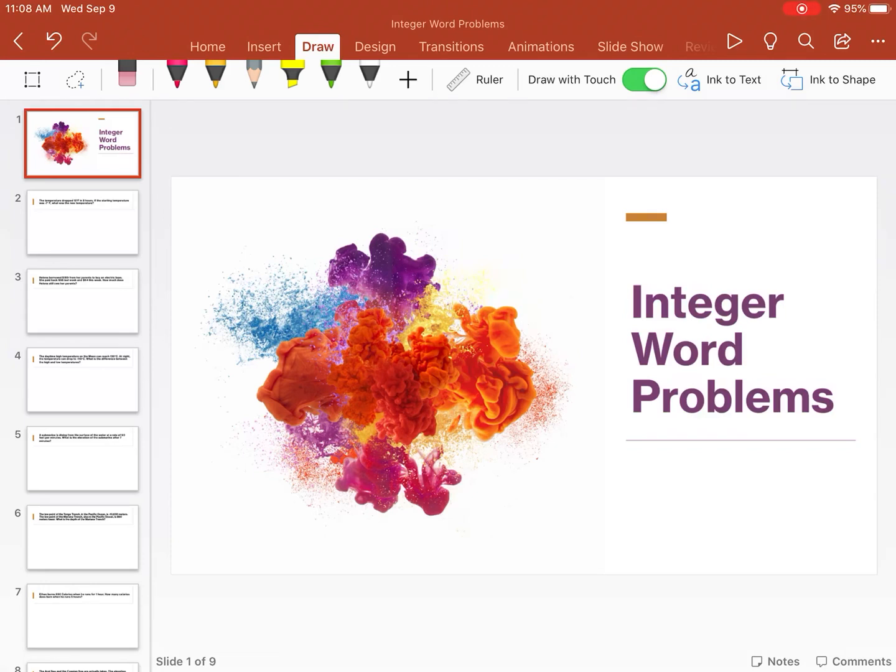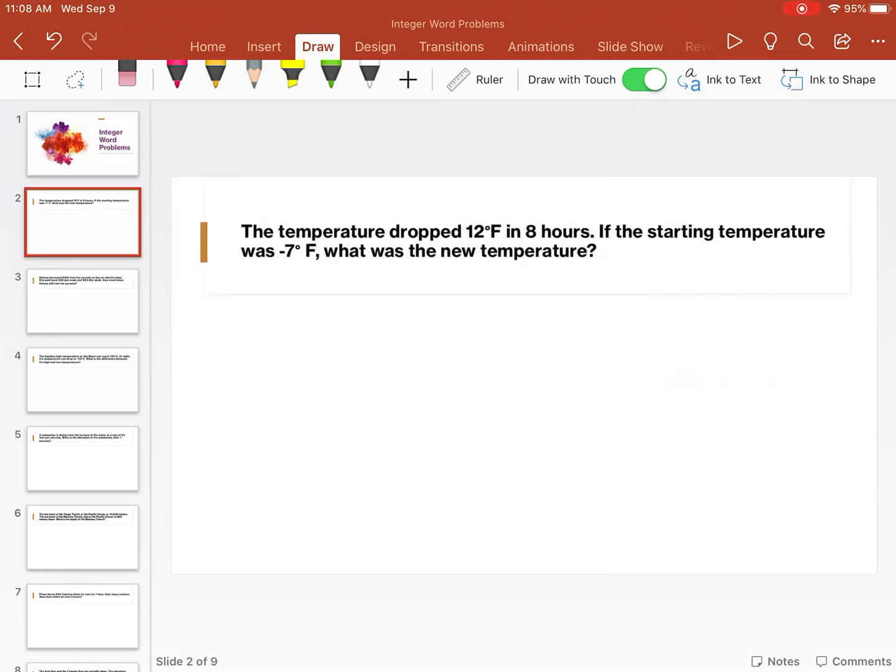Hey guys, we're going to go through some integer word problems. So let's go to slide 2. It says the temperature dropped 12 degrees Fahrenheit in 8 hours. If the starting temperature was -7 degrees Fahrenheit, what was the new temperature?